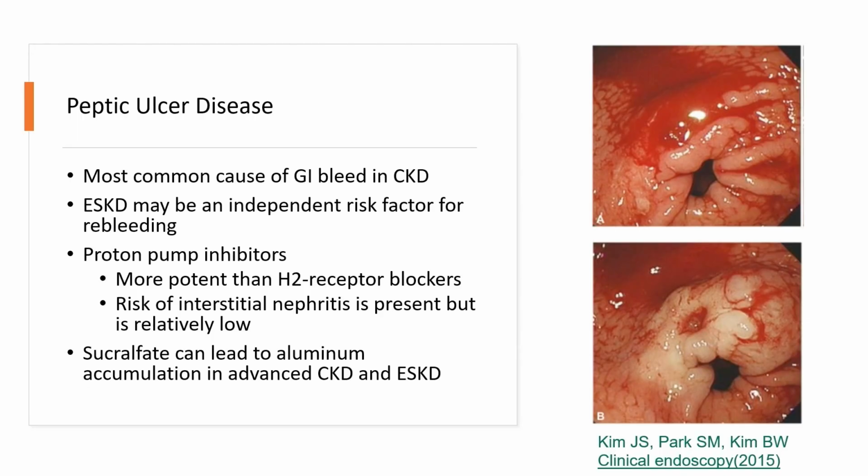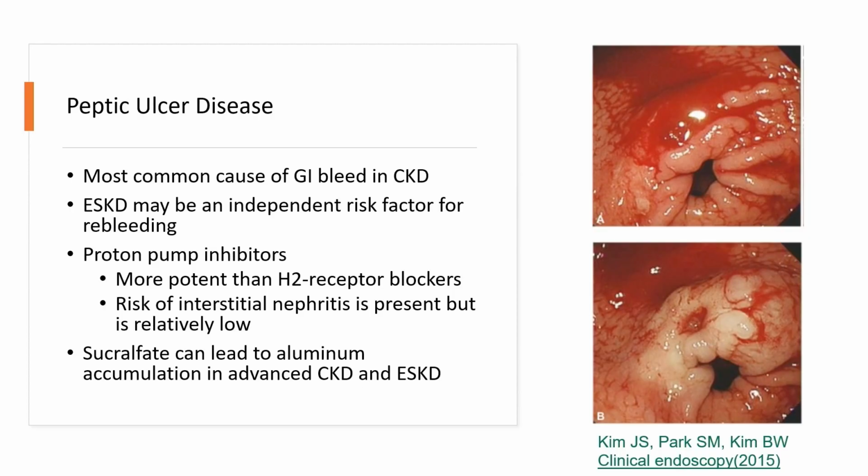The management of peptic ulcer disease includes proton pump inhibitors. While there is an association with acute interstitial nephritis, the risk of that is relatively low compared to the risk of bleeding with peptic ulcer disease. So that would be warranted in this situation. It's much better at managing than H2 receptor blockers.